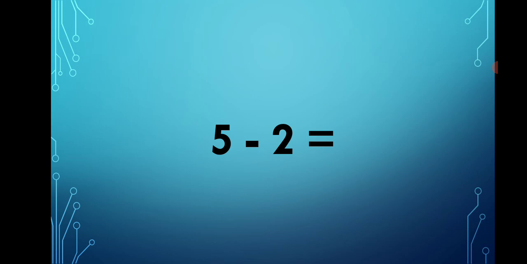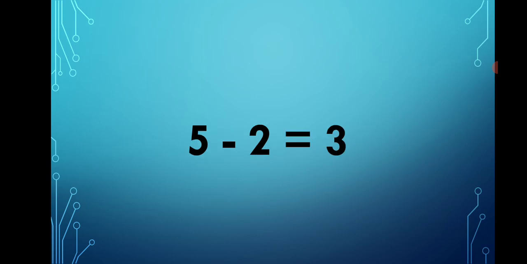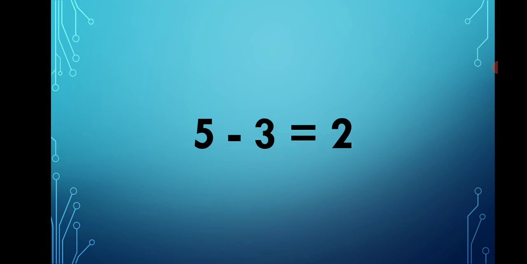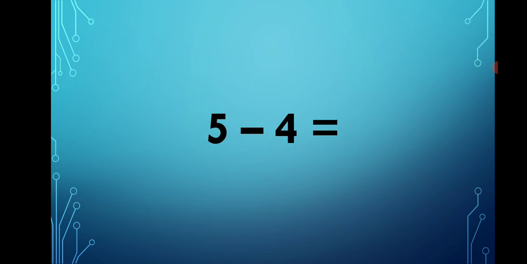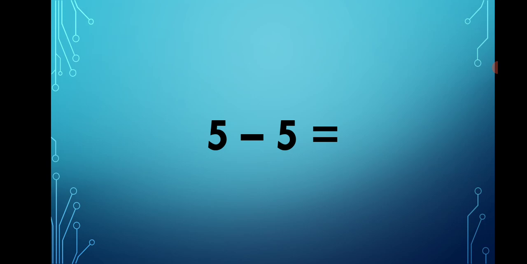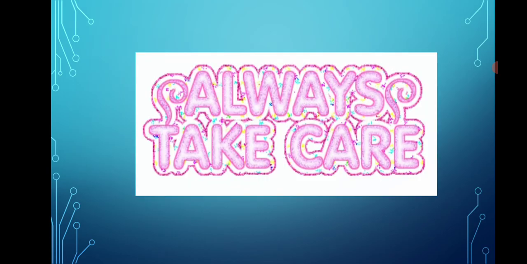5 minus 2 is equal to 3. 5 minus 3 is equal to 2. 5 minus 4 is equal to 1. Very good. 5 minus 5 is equal to 0.